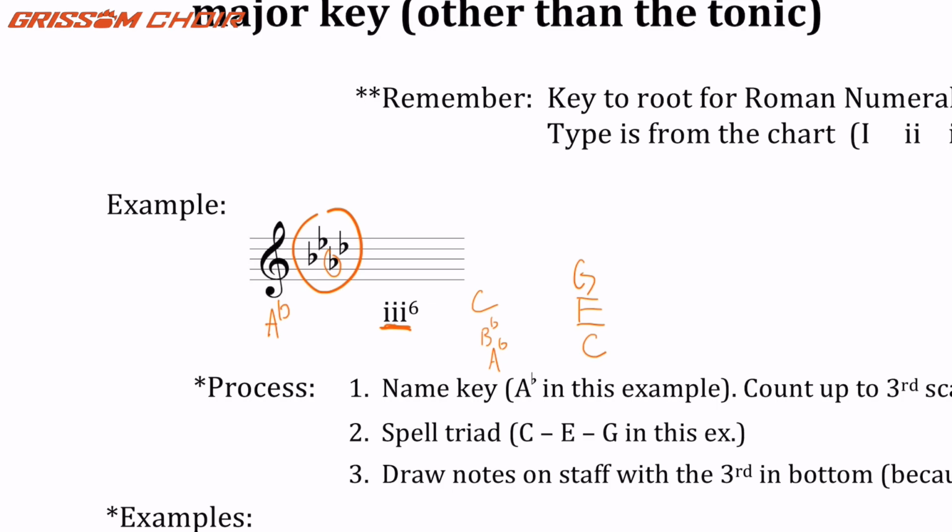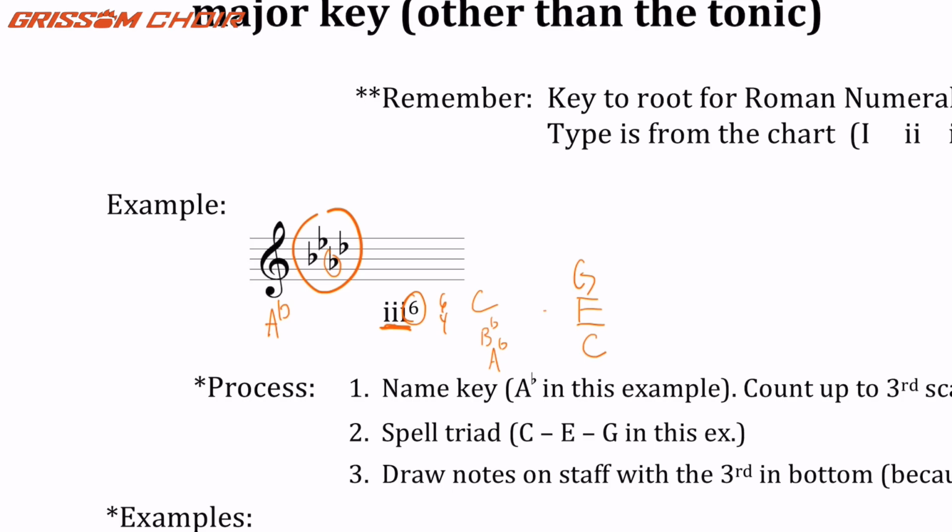Now we have to look at the inversion. We learned about first and second inversions in Level 16. We look at the little number that is drawn next to the Roman numeral. 6 means that we are in first inversion. First inversion meaning the 3rd of the triad is on the bottom. And if it was 6-4, that means that is in second inversion, meaning the 5th of the triad is in the bottom. This example, the 3rd of the triad is on the bottom.